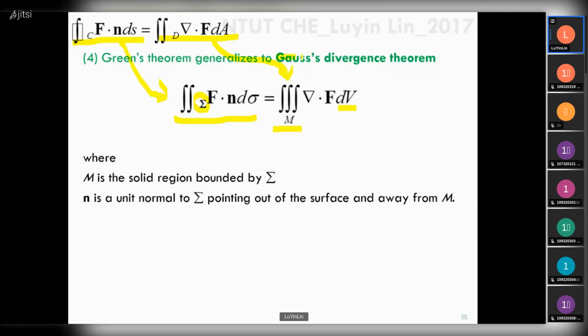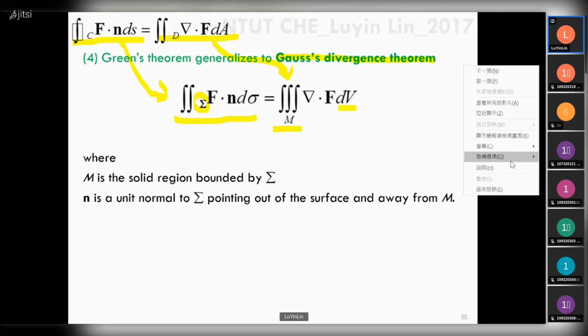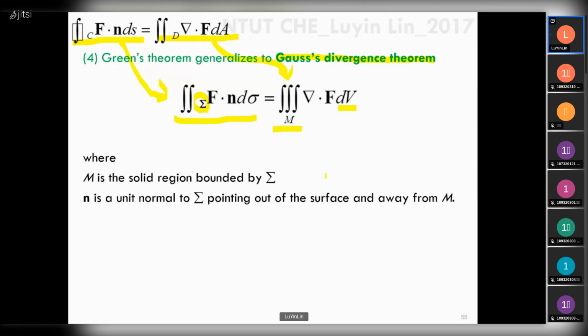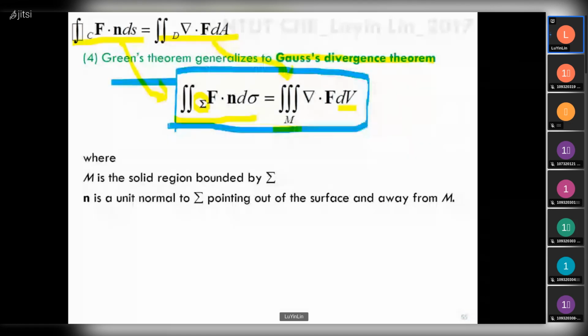This is called the Gauss divergence theorem, 高斯散度定律, Gauss's divergence theorem. Okay. So please memorize this equation. I will not give it to you when you take the exam. Please memorize this equation. Okay.